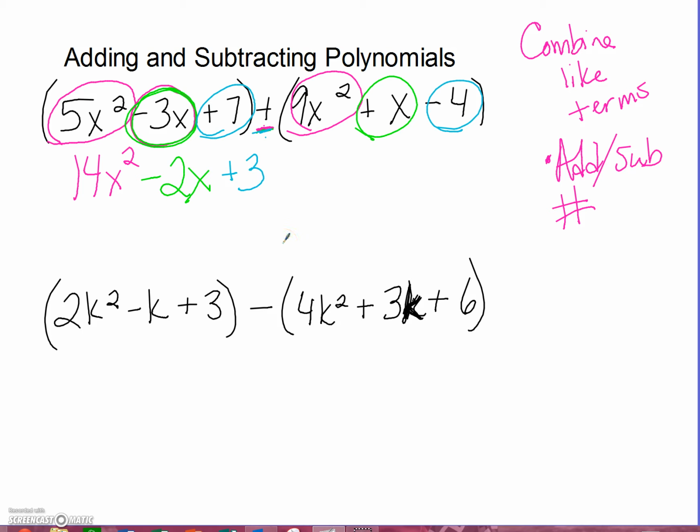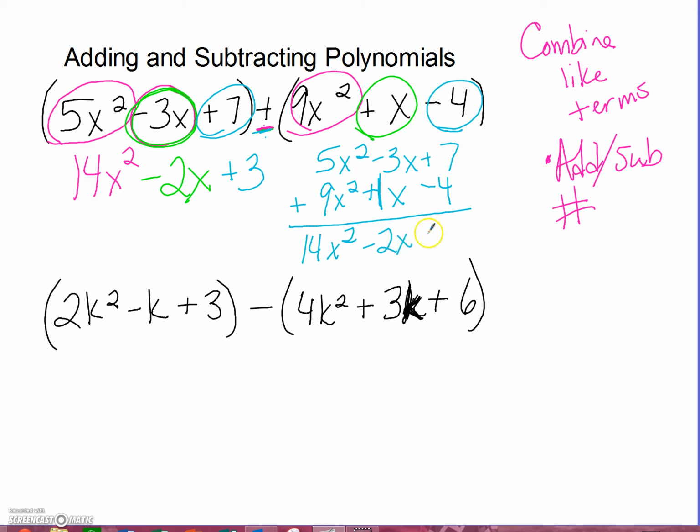If I wanted to stack that up, I can. I can go 5x squared minus 3x plus 7. You will want to have this in standard form, so you have your x squareds above each other, your x's, and then your numbers. Then all you have to do is 5 plus 9, 14x squared, negative 3 plus x. Remember, if there's nothing there, it's a 1. Leaving you with negative 2x plus 3. So same answer. You can do it across, or you can do it vertically. The key here is if this is addition or subtraction, if it's subtraction, make sure you distribute that out.